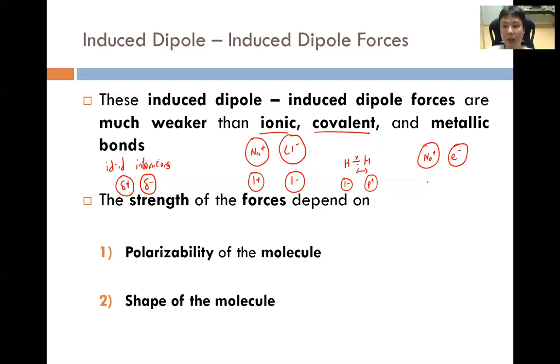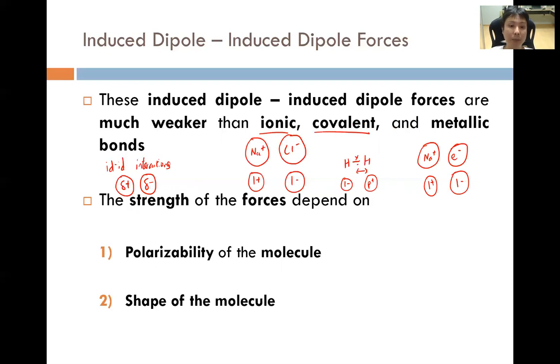And hence, the magnitude of the charges is like 1+ and 1-, and this is also much stronger in magnitude. The magnitude of the charges is much higher than that in ID-ID interaction, and that's the reason why the ionic bond, the covalent bond, and the metallic bonds are much stronger than ID-ID interactions. They're actually much stronger than any of the intermolecular forces of attraction that we'll discuss in the later part of this lecture.